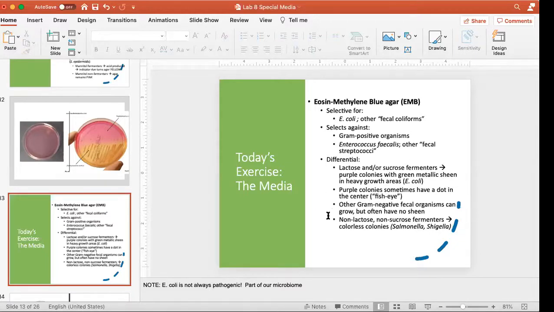So this is a complex media. It can tell us a lot of information. Only gram negatives can grow on it, and they have to be intestinal organisms. But we can tell the difference between some of these intestinal organisms by how they grow, what color the colonies are, and whether there's any color changes associated with them.